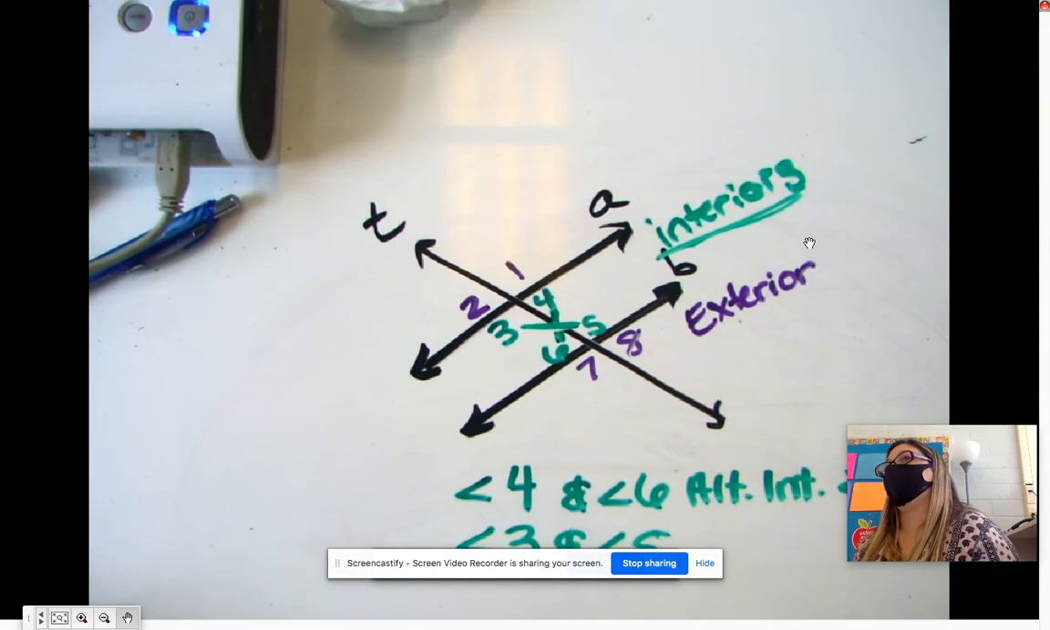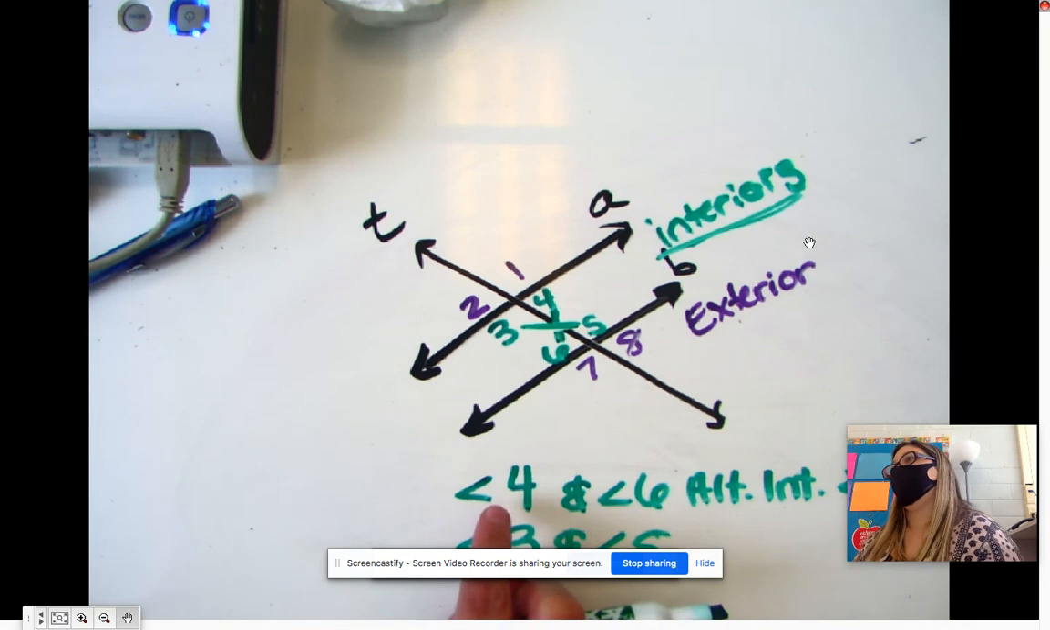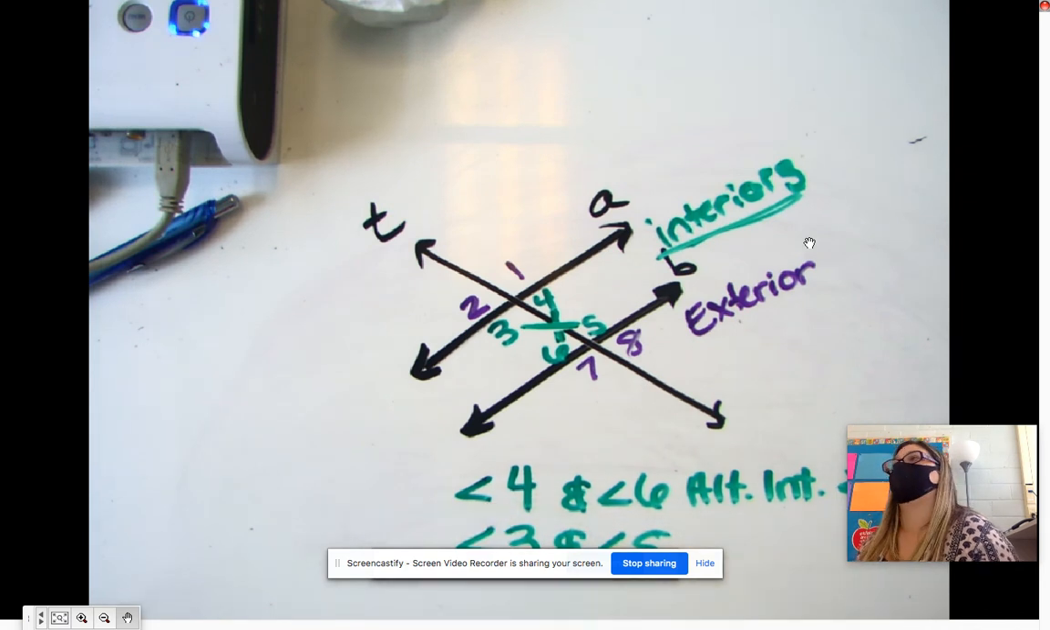Alternate interior angles are also equal to each other. Their measurements are the same. So whatever the measurement of 4 would be, 6 would be the same. Whatever the measurement of 3 would be, 5 would be the same. Alternate interior angles have the same measurement. You're going to want to write that down for your homework.